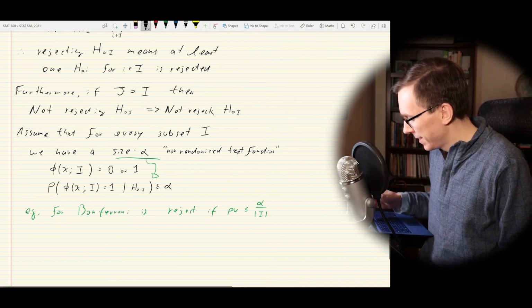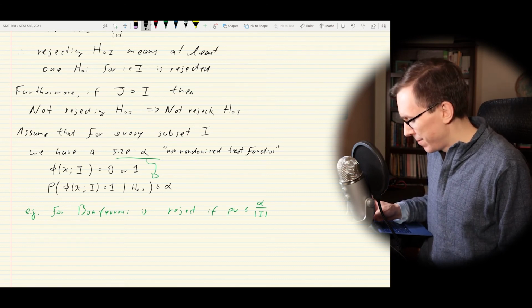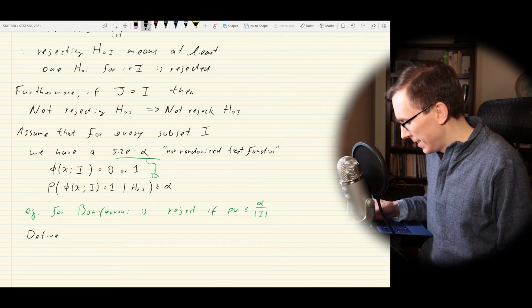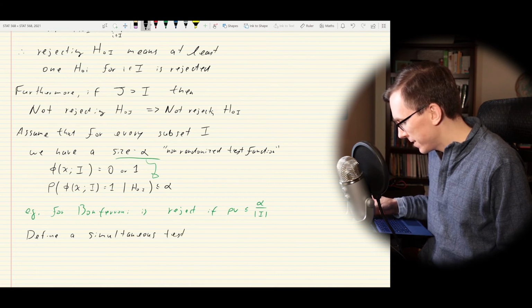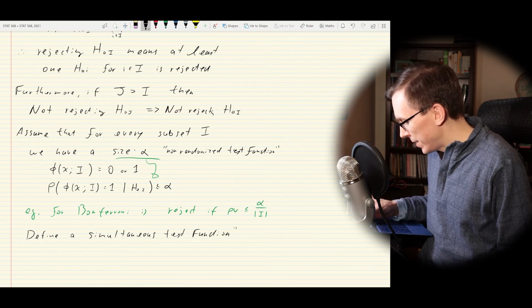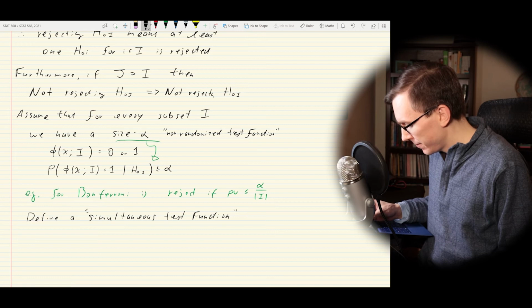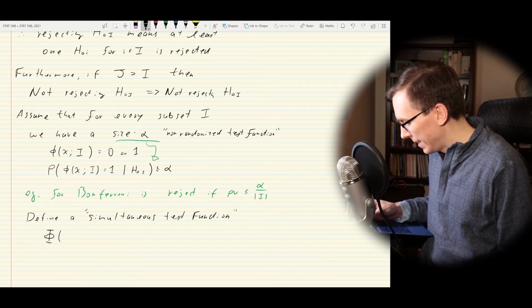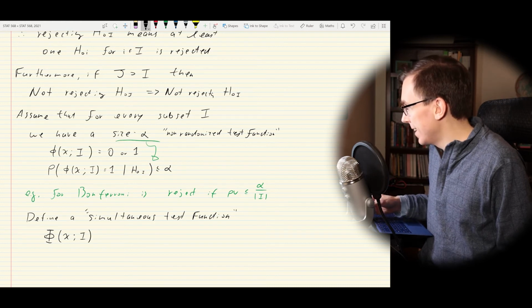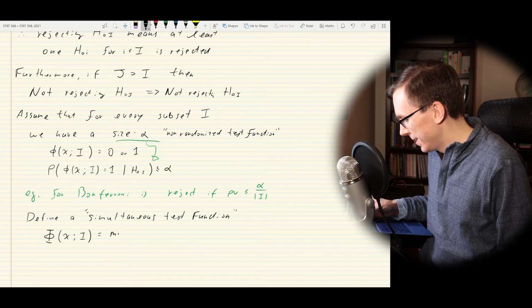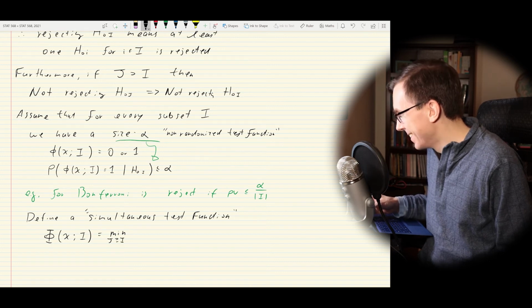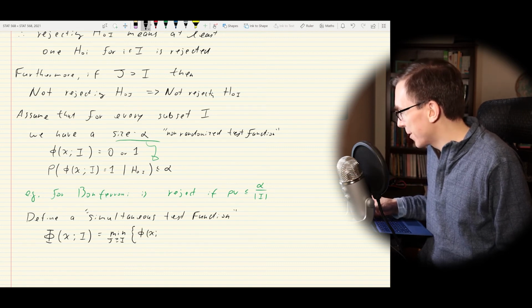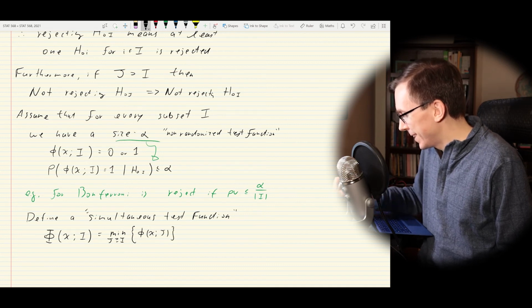Because then we can define a simultaneous test function, which is going to be capital Phi, and capital Phi of x, I says return the minimum, over all J that contain I, of phi of x, J. This is terrible notation, right? I mean, it's clean, but it's just a lot.